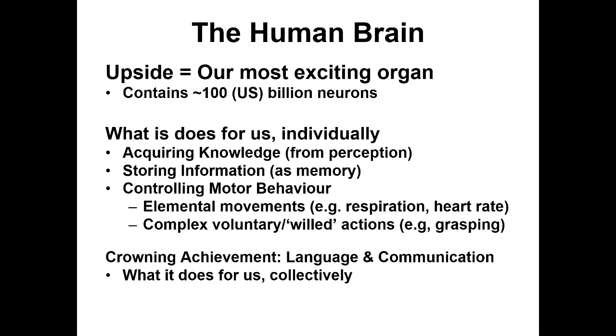The brain controls even our simplest, most vital elemental movements like respiration and heart rate via the autonomic nervous system. But it also controls all of our complex, more voluntary or willed actions, such as moving the hand to grasp objects.